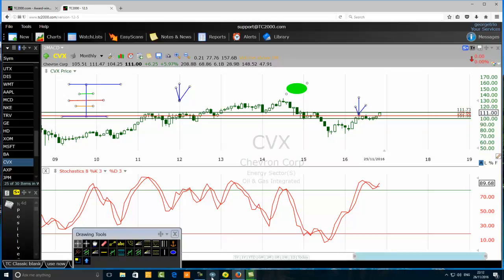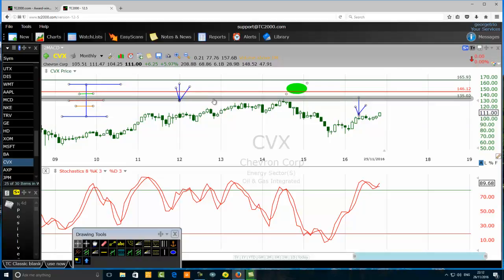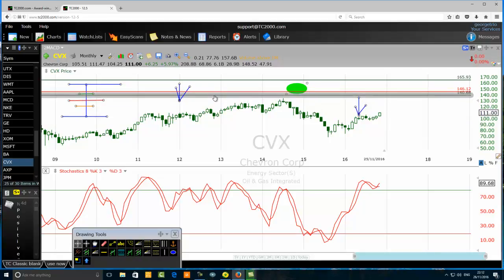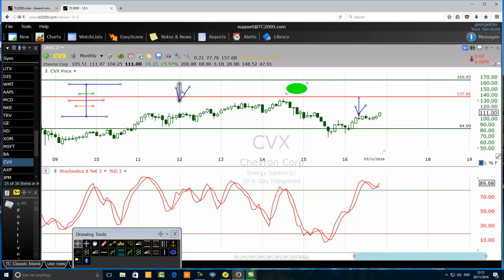All right? Okay? Now, I'm going to show you another example here, and then it will start getting clearer to you in a moment. All right? So I want to pay attention to one candlestick bar here. This one here.